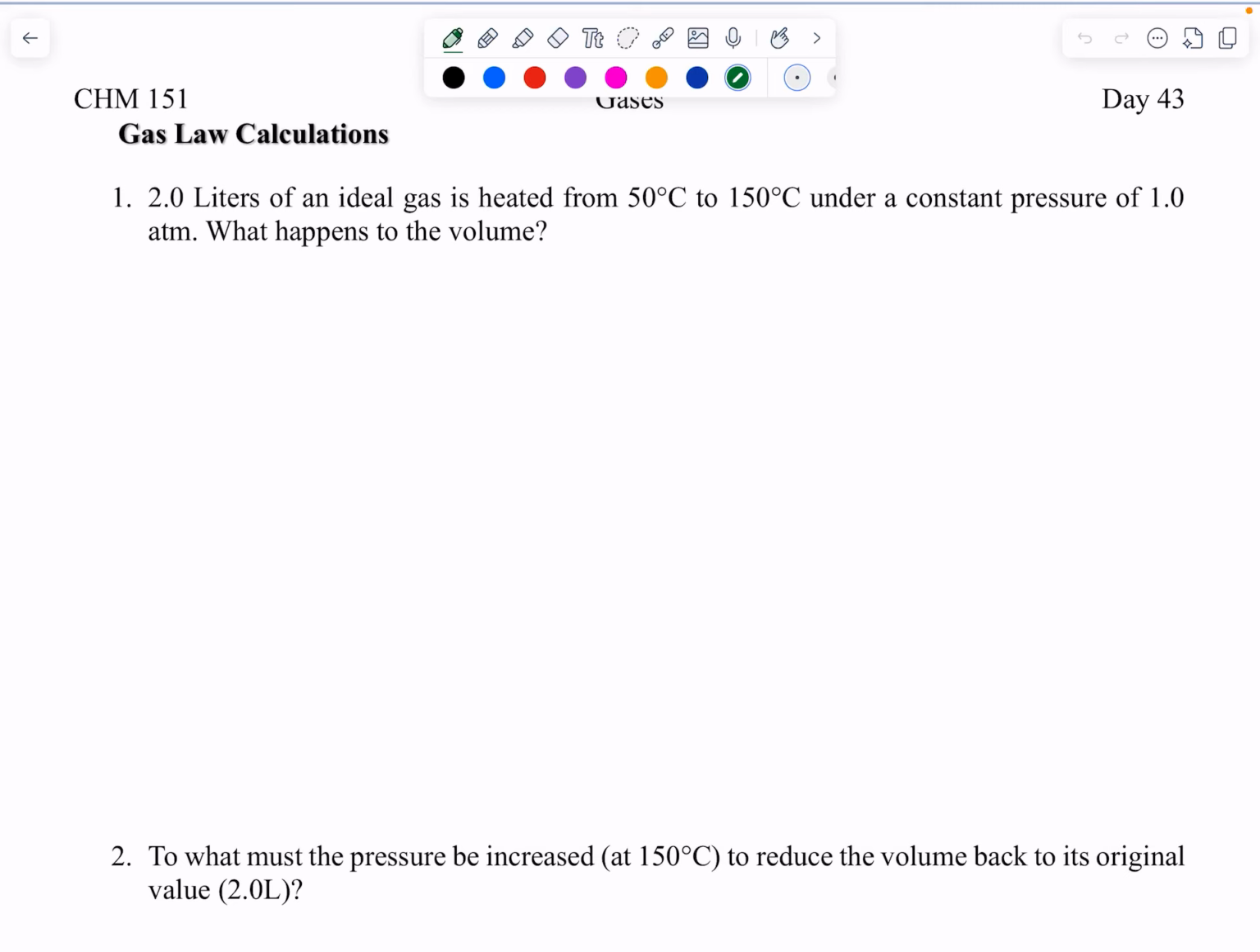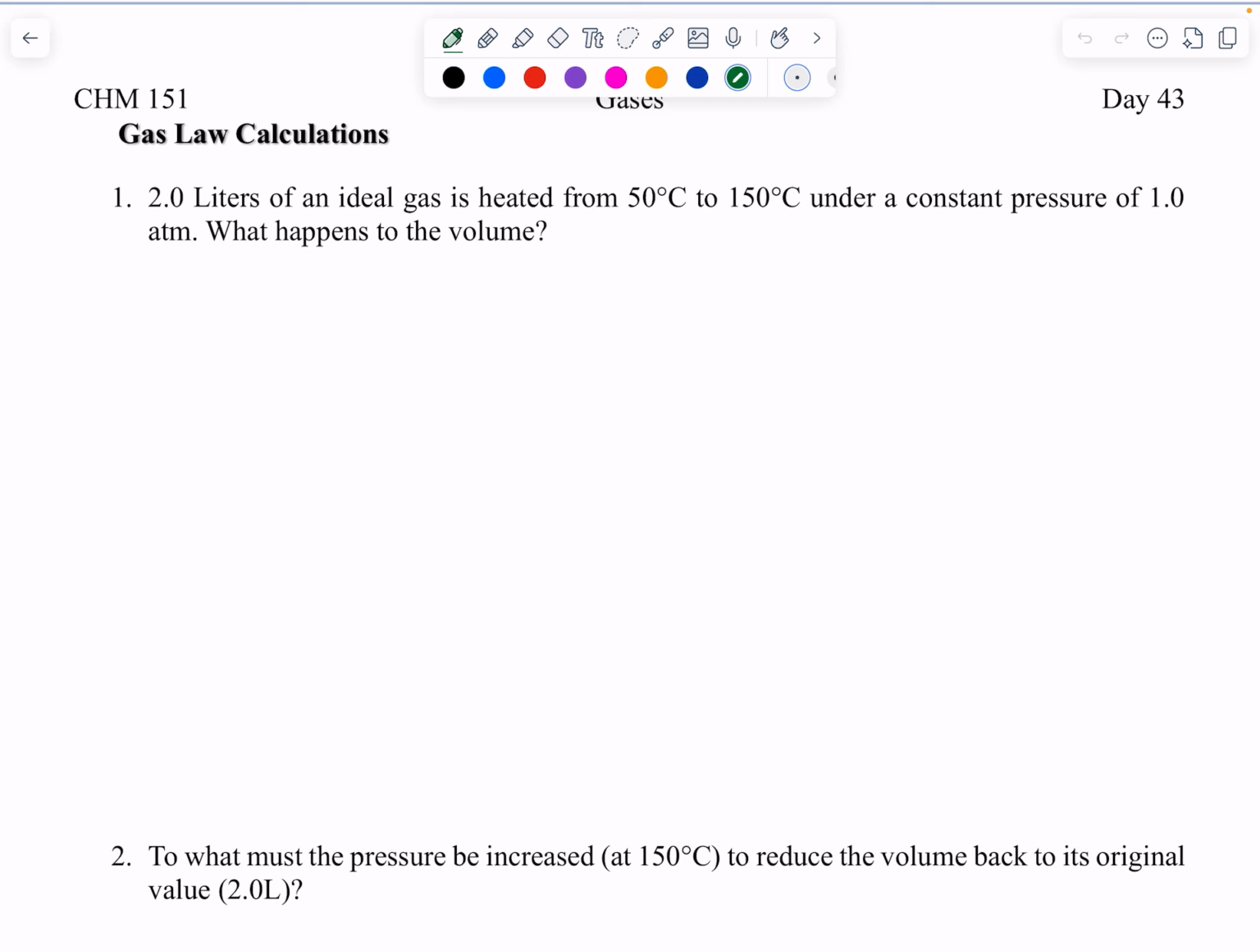Hey guys, welcome back. We'll do the gas laws calculation now. For these problems, hopefully you have already tried them, all right? If you haven't tried them, maybe you can watch one or two and then try them. I want you to try them and then come back and check. That's the goal here.